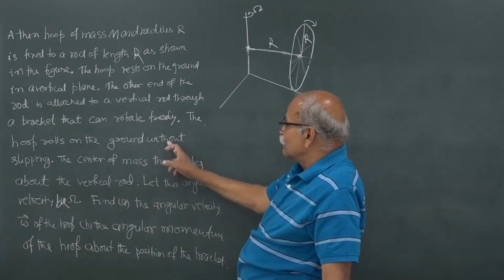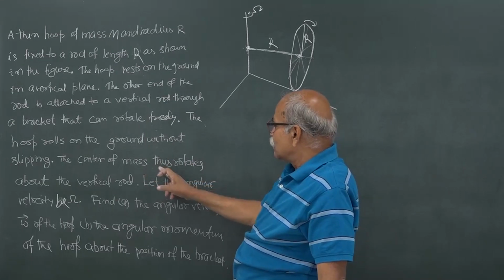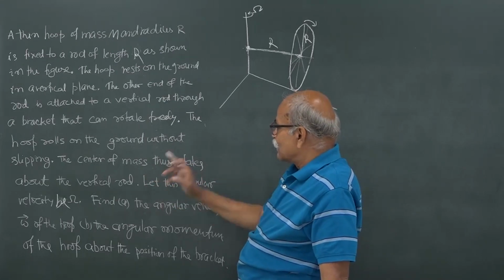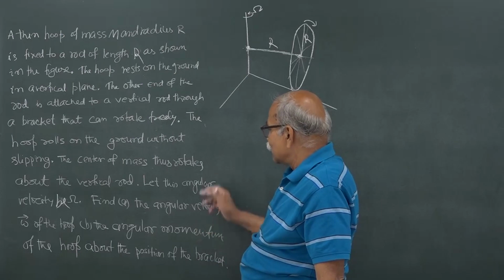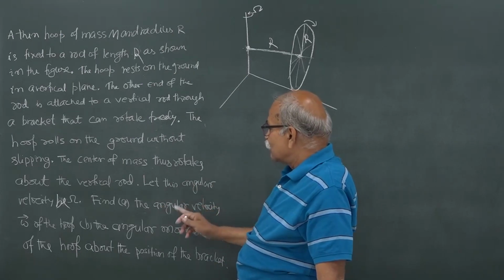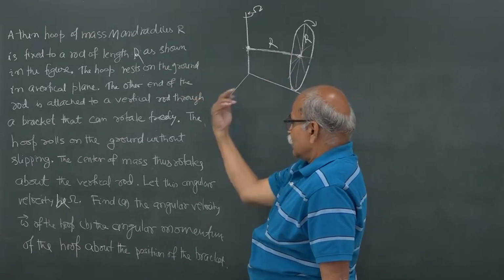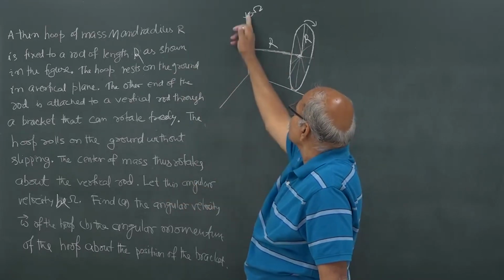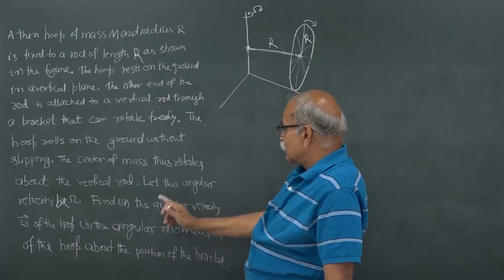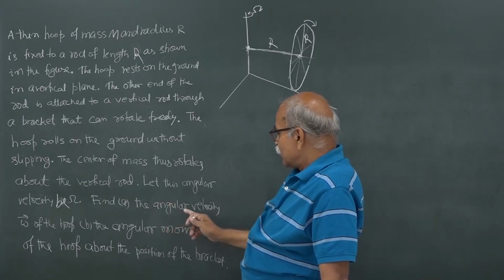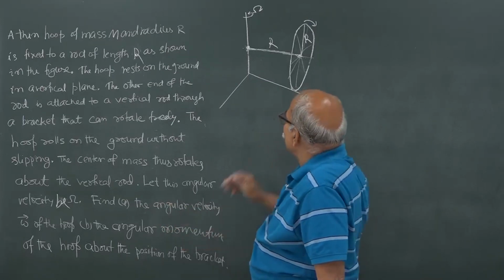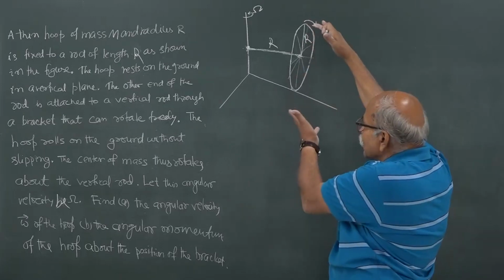The hoop rolls on the ground without slipping, the center of mass thus rotates about the vertical rod. Let this angular velocity be omega. So, this is omega, this center of mass goes in a circular path about this line with this angular velocity. Now, the question, find A, the angular velocity of the hoop. This hoop as a whole, what is the angular velocity?